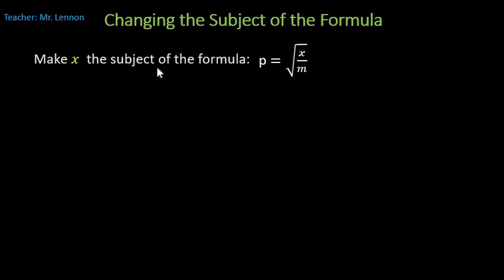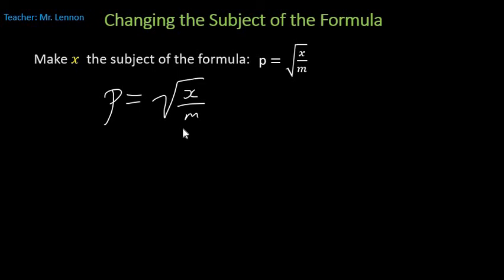Now make X the subject of the formula. For the formula, P equals the square root of X over M. So we have P as the subject, but we want X to be the subject of the formula. So what do we get rid of first? That's correct if you said to remove the square root.